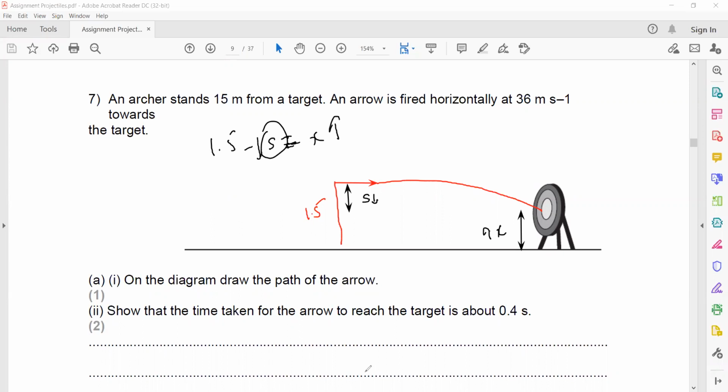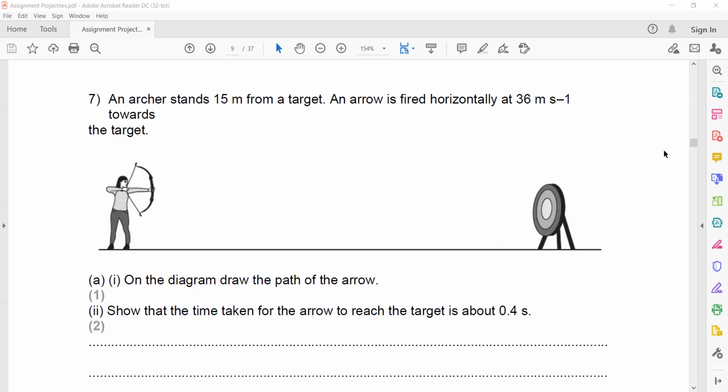Is it clear, this part? That if the archer is standing closer, the vertical distance which the arrow will fall will decrease, so the height of the arrow above the ground will increase. The point where it hits the target will be higher as compared to the previous one.